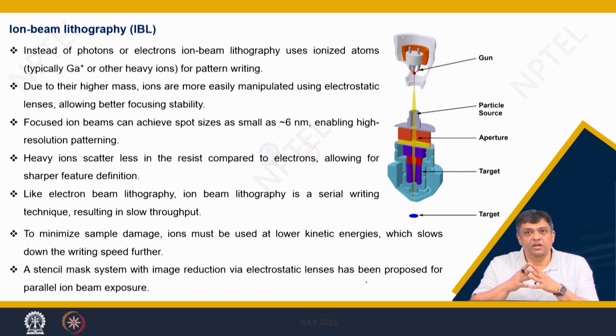Now, you just have to replace the electron beam with an ion beam, and then the whole technique would be called ion beam lithography. The concept remains the same. For example, in ion beam lithography, you typically use gallium ions or other heavy ions for pattern writing. How you can control the flow of these ions becomes more critical than actually understanding the concept.